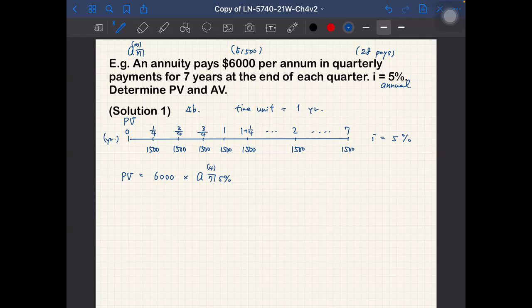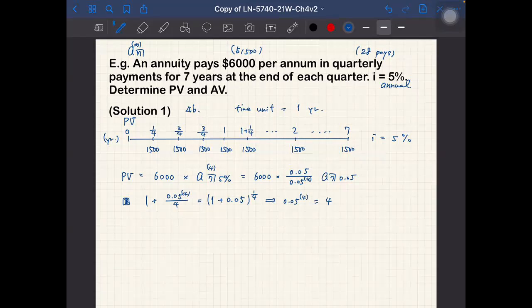So this is equal to 6,000 times 0.05 over i superscript 4, times a right angle 7 at 0.05. Now we want to calculate i superscript 4. 1 plus i superscript 4 over 4 is equal to 1 plus 0.05 to the quarter power. So i superscript 4 is equal to 4 times 1.05 to the quarter power minus 1. This becomes 0.04909. It is always slightly less than 5% because it compounds 4 times a year.